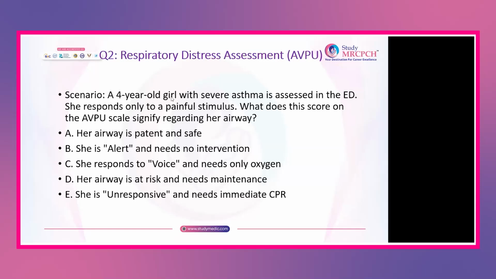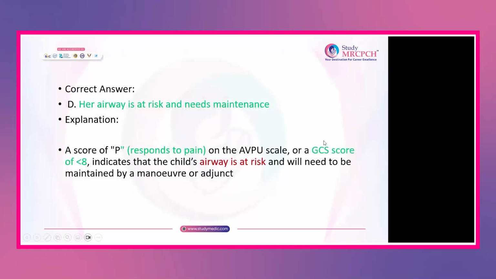If she responds to pain, that means she's not in the last option. Responding to voice means her Glasgow Coma Scale is above 13. Alert means there is no need for intervention, so it's not that. So we need to know whether her airway is patent and safe, or at risk and needs immediate intervention. Most probably the answer is the last option, D: her airway is at risk and needs maintenance.